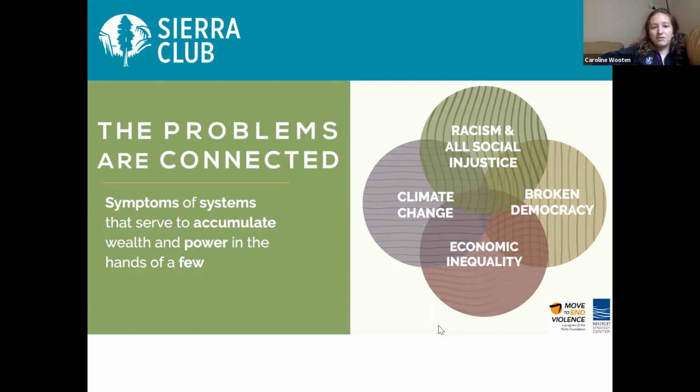One thing we want to keep in mind with campaign planning is that the problems are all connected. The symptoms of systems that serve to accumulate wealth and power in the hands of a few are all connected. So we see this Venn diagram where racism and social injustice overlaps with broken democracy, overlaps with economic inequality, overlaps with climate change. I'm curious if people can name examples of things that are happening in the world where we see those issues overlapping. You can share out loud or chat in the chat box.